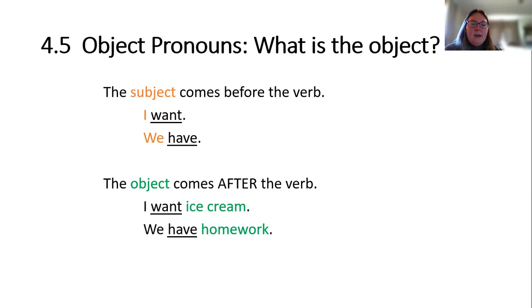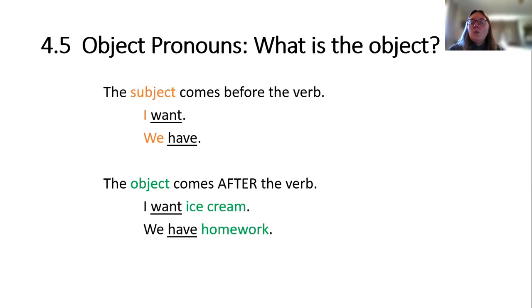The object of a sentence is what comes after the verb, and it's a noun. For example, I want ice cream. Ice cream is a thing, the object of the sentence. We can usually figure out if it's the object by changing the statement into a question. What do you want? I want ice cream.